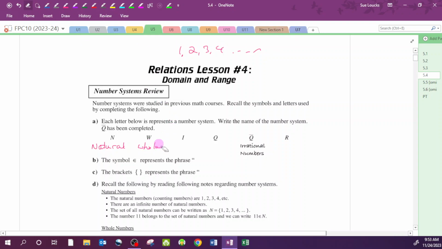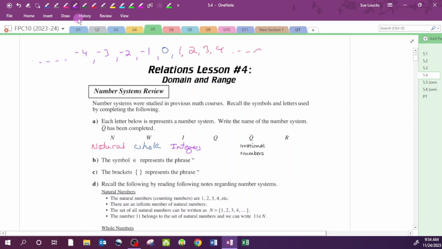Let me do this in color. Blue. So W is the whole numbers, which is all of the natural numbers plus 0. And then we have the integers, which is the I, which is all of those plus their negative counterparts. Okay, so it's all of our counting numbers and our negative counting numbers. So it's basically the full numbers from negative infinity to infinity, but just the full numbers, okay?